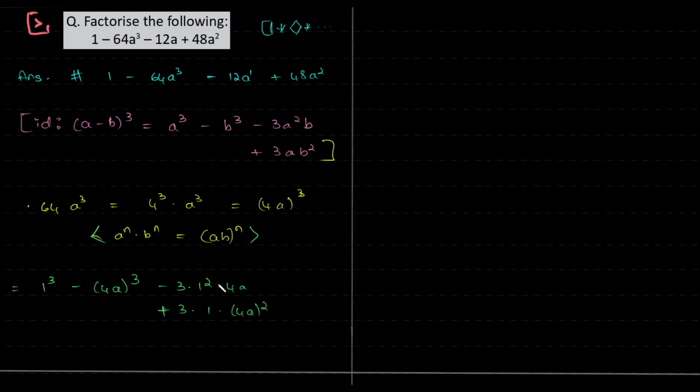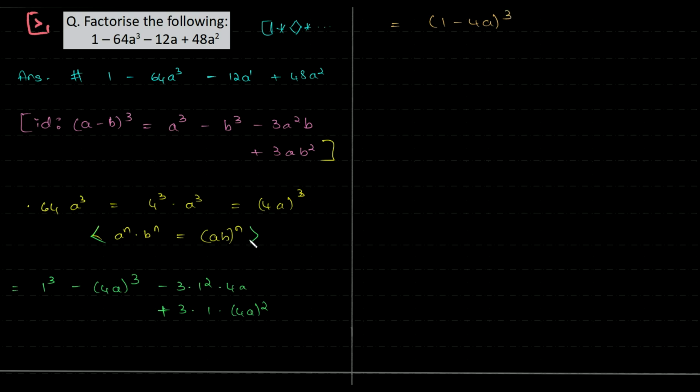By default it will be this. You can check this and this, it will be the same. 3 into 4 is 12. 1 square into a and so on and so forth is 12a. And there is a negative term. So done. Your answer is done. That's all. And in the next step, all you have to do is write it as 1 minus 4a the whole cube. Done. That's it.